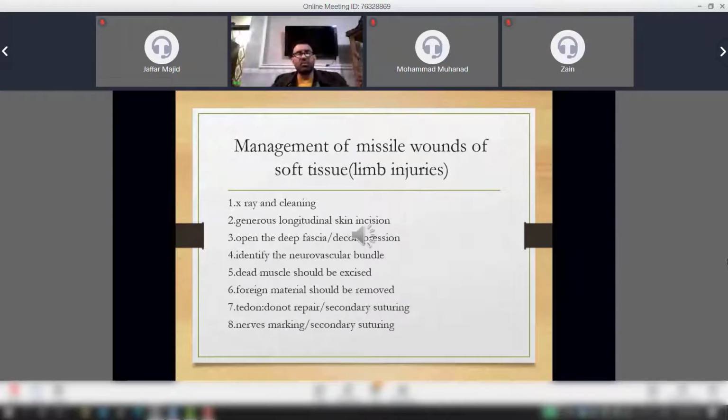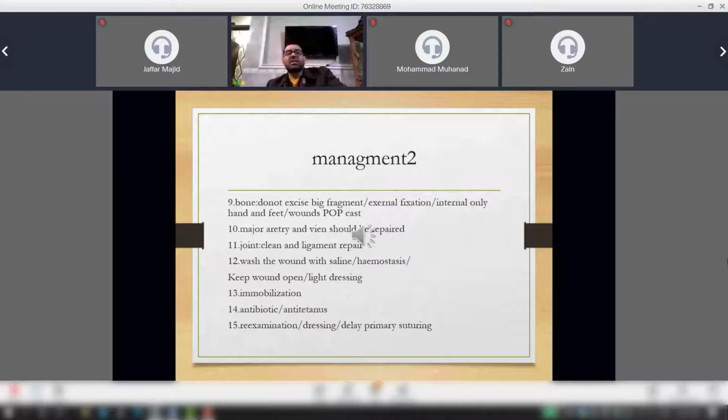Dead muscle should be excised, foreign bodies should be removed. Tendon: do not repair, do secondary suturing. Nerve: marking, then secondary suture as we said. Bone: do not excise a big fragment, put external fixation, internal fixation later on, because external is temporary fixation. Major arteries should be repaired, such as the femoral. We have ligatable and non-ligatable arteries and veins. For example, the radial artery is ligatable but the brachial artery is not. The dorsalis pedis is ligatable but the femoral is not and the popliteal is not.